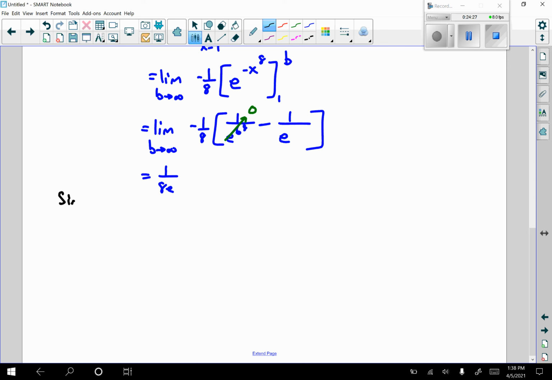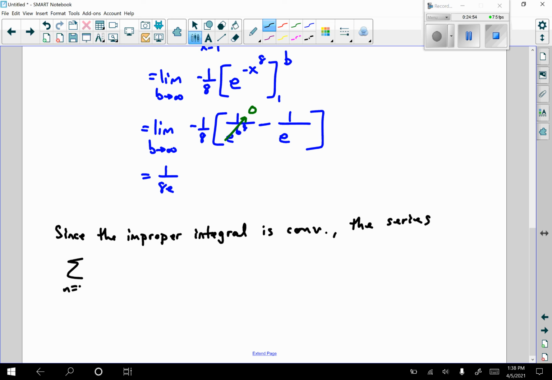So again, we're going to say since the improper integral in this case converges, or is convergent, the series is also convergent by the integral test.